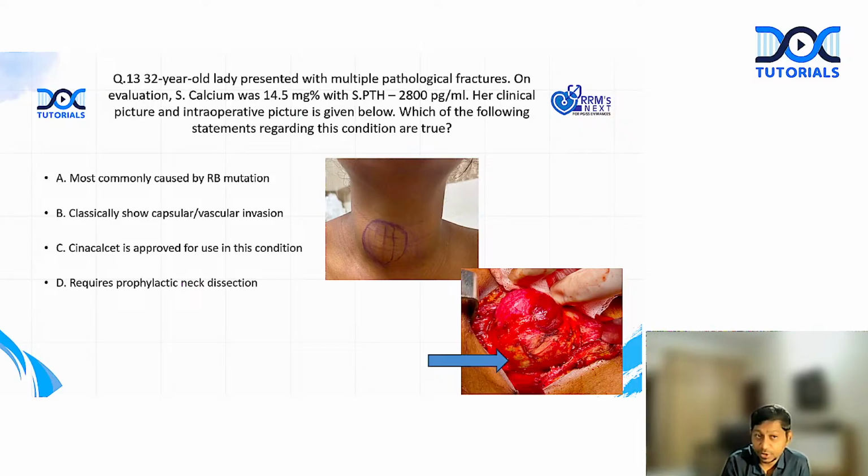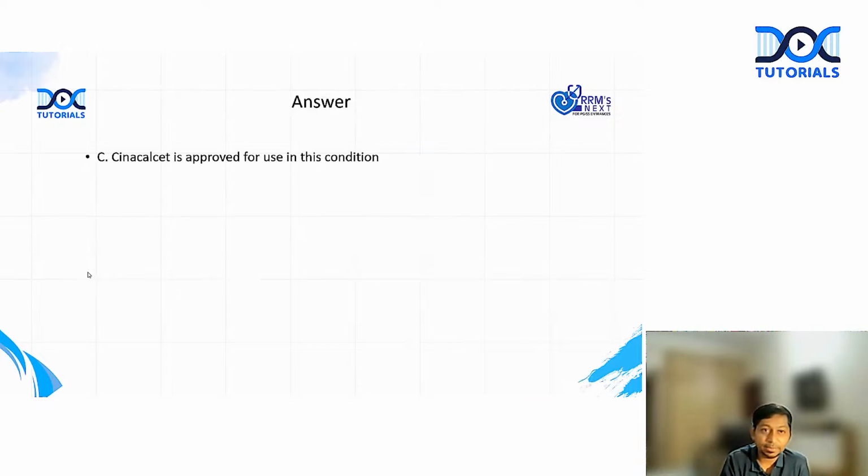So the options here, it's not most commonly caused by a retinoblastoma gene mutation. Capsular vascular invasion, they are not classical features. Cinacalcet is the correct answer here. Cinacalcet is approved for use in this condition, and there is no role to do a prophylactic neck dissection in parathyroid carcinoma. So usually we do a neck dissection in a parathyroid carcinoma, either a central or a lateral compartment neck dissection, only if we find either preoperatively suspicious or palpable nodes, or intraoperatively bulky central compartment disease or lateral compartment disease, and then we plan for a selective neck dissection. So there is no role for a prophylactic neck dissection in parathyroid carcinoma.